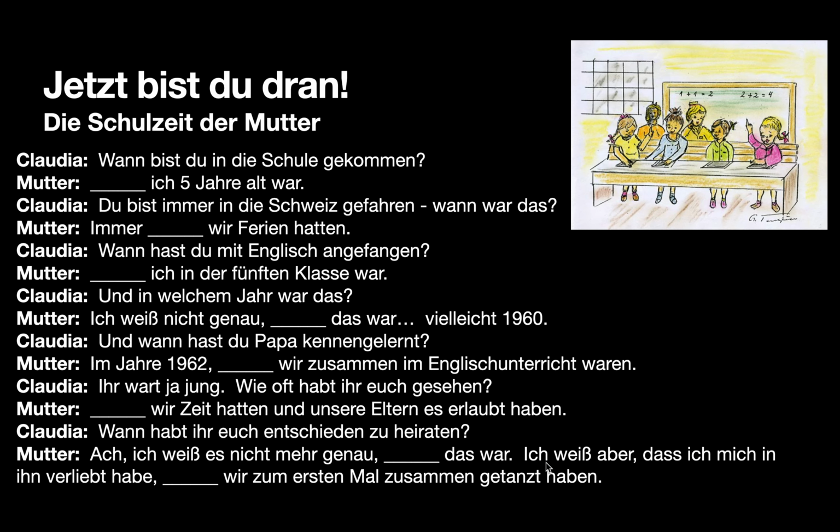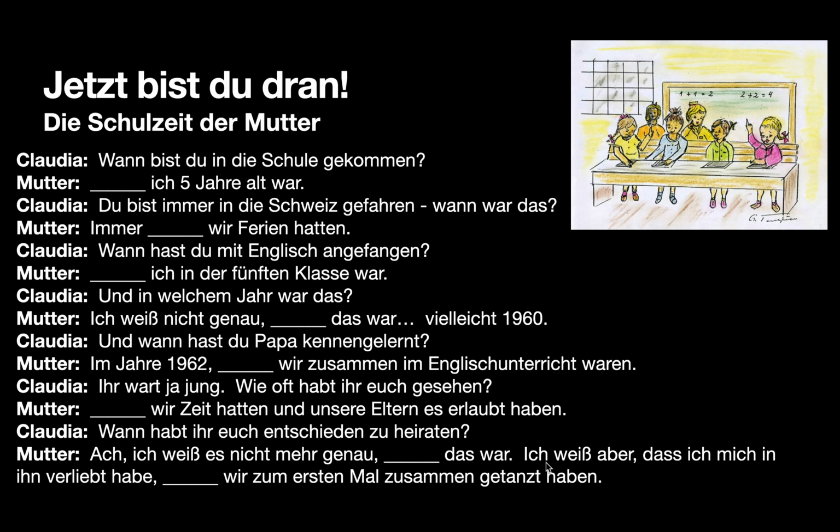On your Google worksheet, you have a dialogue between Claudia and her mother, where Claudia is asking her mother about her childhood. I've left the conjunctions out of this dialogue so that you can fill in the correct conjunction, als, wenn, or wann. Let's work through the first one together so that you can see what the thought process should be like.